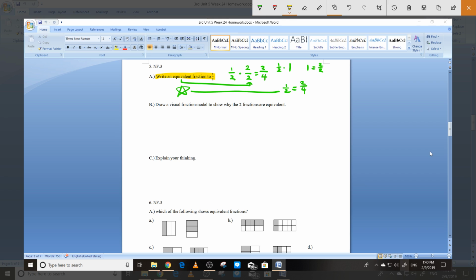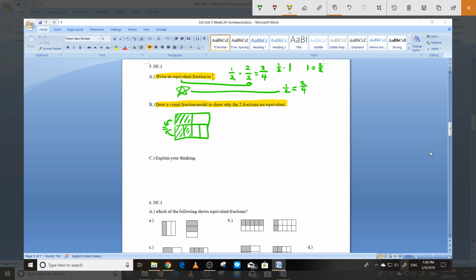The second part says, draw a visual fraction model to show why the two fractions are equivalent. You can do many different things, but I usually just draw a rectangular box. Then I draw the same rectangular box. The first one I divided into half. Then I shaded. The second one I divided into fourths, and I also shaded. See how the shaded areas are really the same? This area equals this area. So that's why they are the same. And that is also why 1/2 equals 2/4.